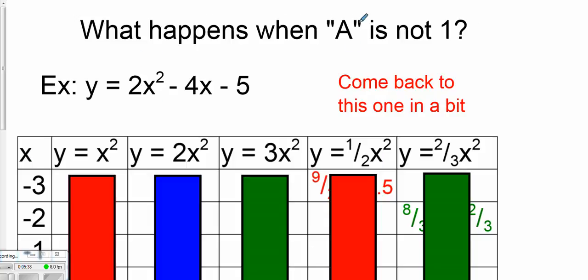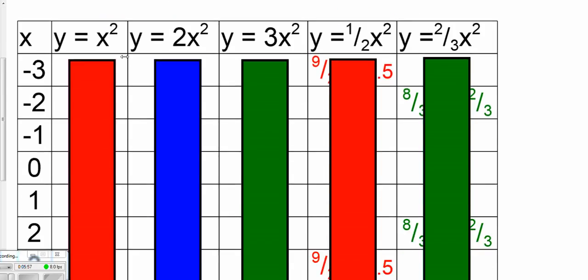What happens when a is not 1? So like in this example, we still have our ax squared plus bx plus c, but notice our a value isn't 1 anymore. This is a 2. So we'll come back to this example in just a second. I want to show you some things that would happen, again, according to our table.